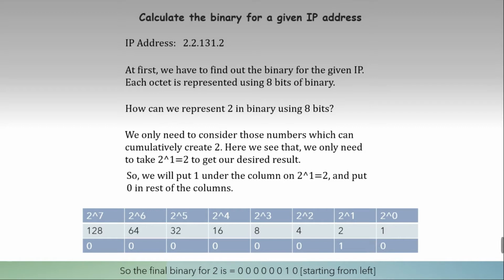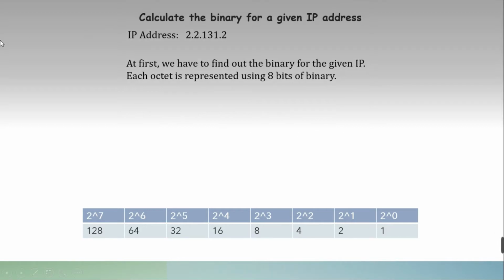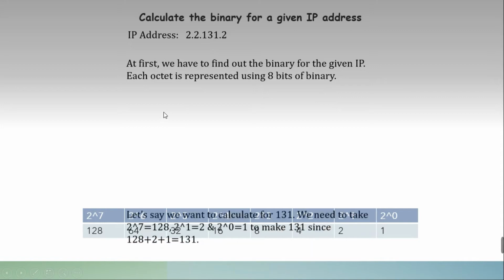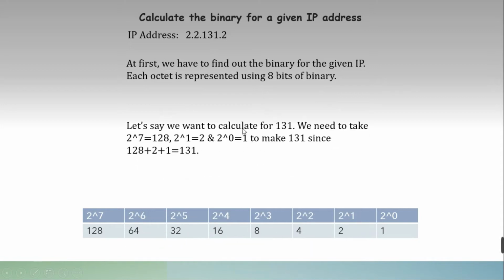Let's see another example. I'm keeping the same question here, but this time I want to find out the binary number for 131, this part over here. So we need to take 2 to the power 7, this thing over here, which gives us 128. We're still 3 behind 131, because we want to find the binary for 131, but we're only getting 128 from here. We still need 3 more to make it 131.